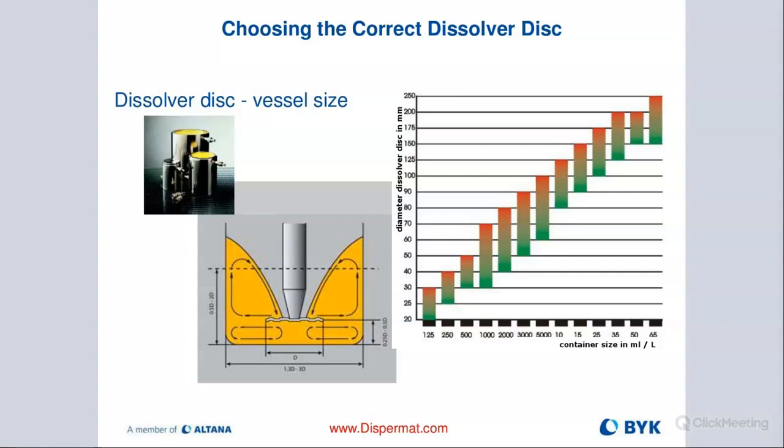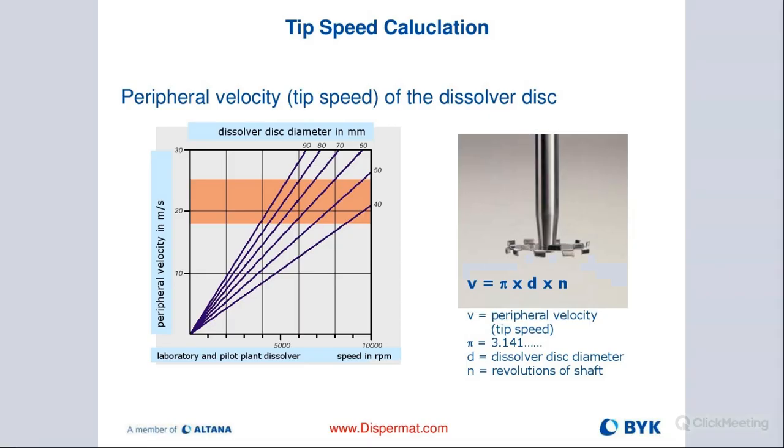For example, if I'm in the laboratory space and I have a 1 liter vessel, I can go anywhere from a 70 millimeter blade down to a 30. As long as I'm hitting my tip speed of 18 to 25 meters per second, I'm good. I can use any blade in that range to make sure I produce a very good quality slurry.